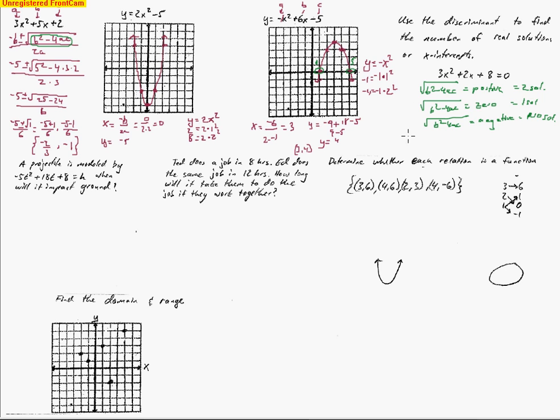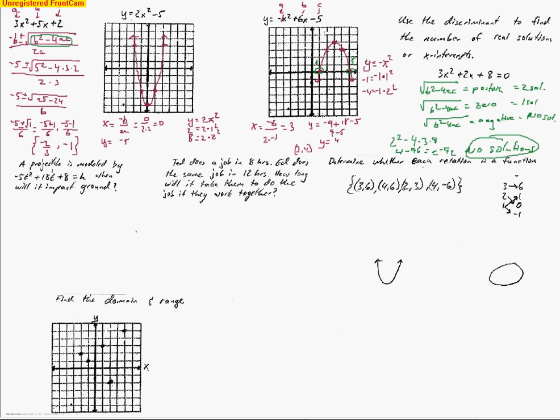So we go ahead and substitute in there. We've got the b squared is 2 squared minus 4 times 3 times 8. And that gives us 4 minus 96. Well, that's negative 92. And so that means there are no solutions. No x-intercepts would be the answer.